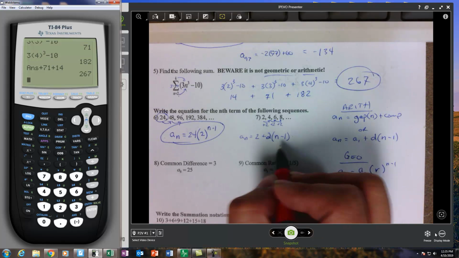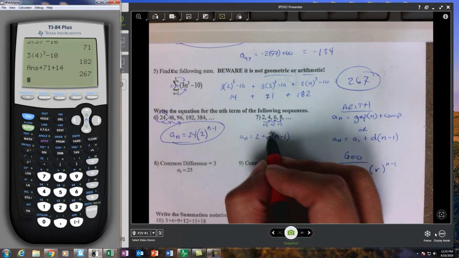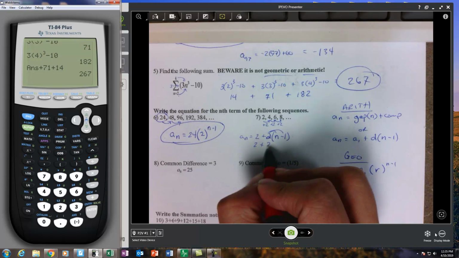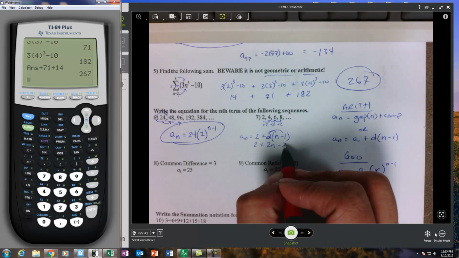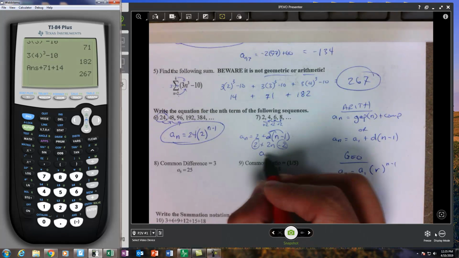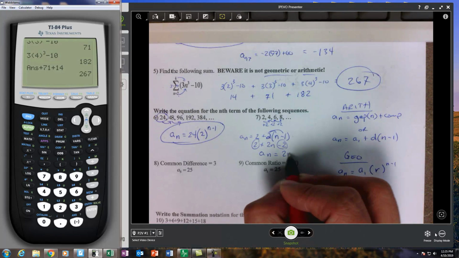This would be okay, except I really need to clean it up and make it look a lot better, so I'm going to distribute. Get 2 plus 2n minus 2. This term and this term should always be combined if possible. Turns out in this problem that the 2 and the negative 2 actually cancel each other out. So my final answer would be a sub n equals 2n.